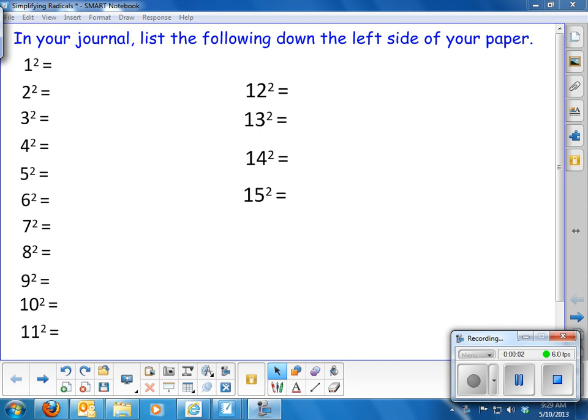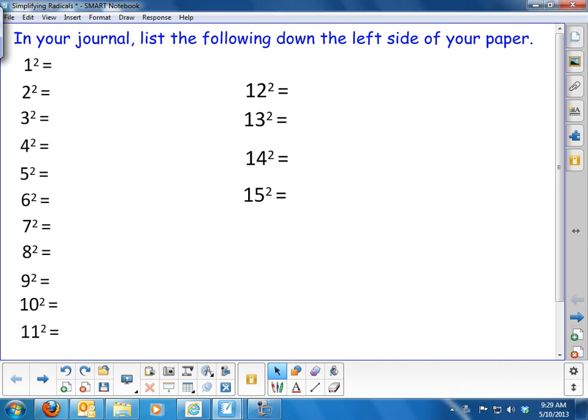Hey guys, welcome to the beginning of the last chapter in Algebra 1. The last chapter that we're going to do is over radicals.